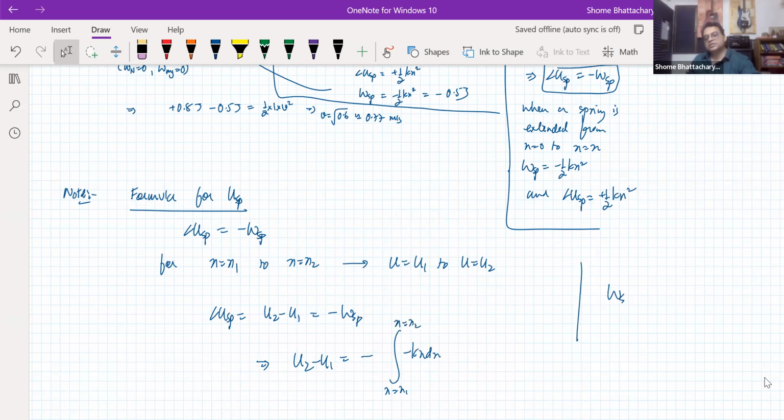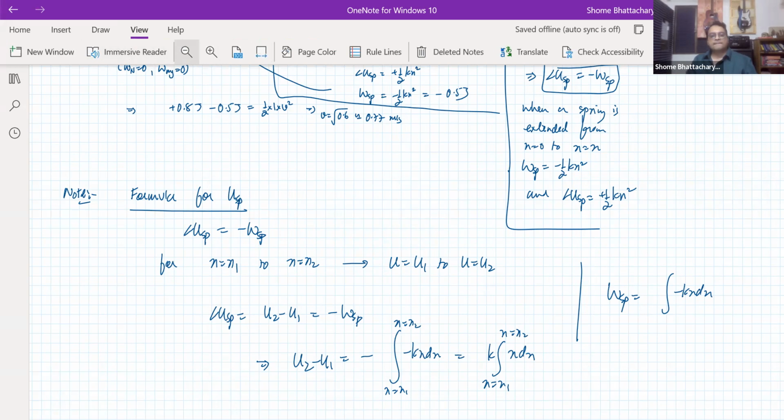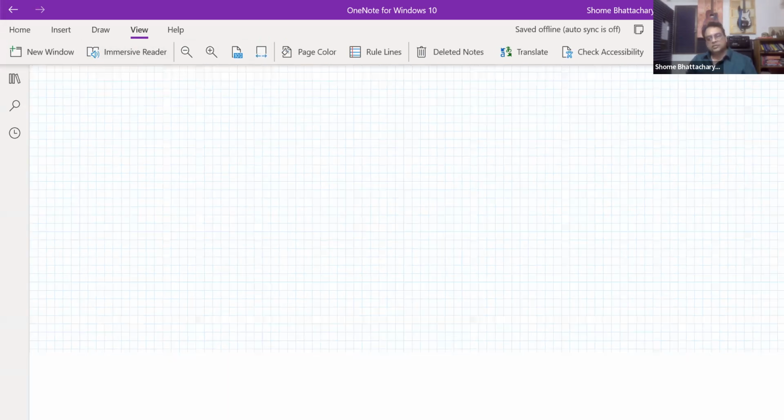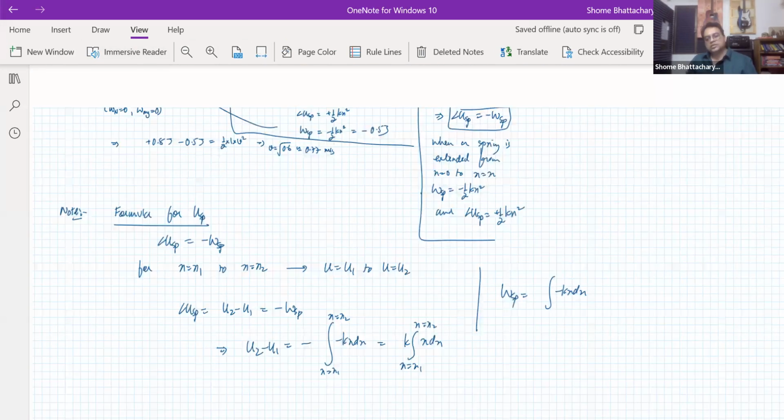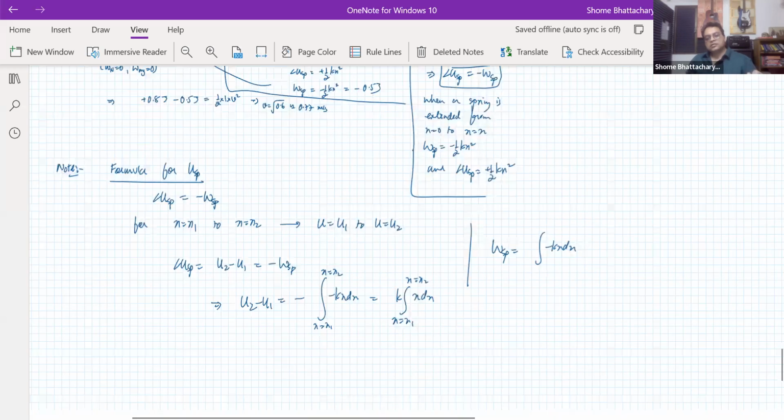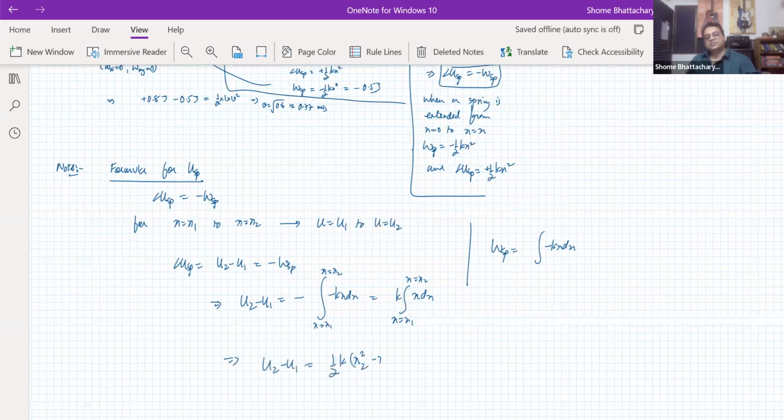Remember, the work done by the spring is minus kx dx integrated, so the negative of the work done by the spring will have an additional negative sign. So from this, we have that u2 minus u1 is half k times x2 square minus x1 square.